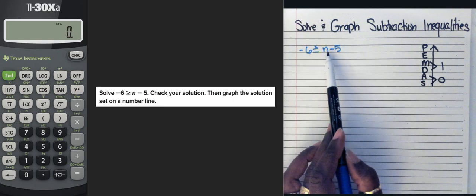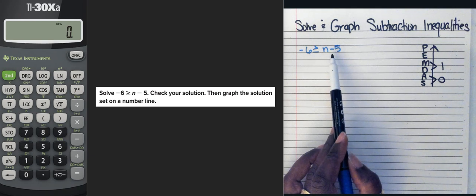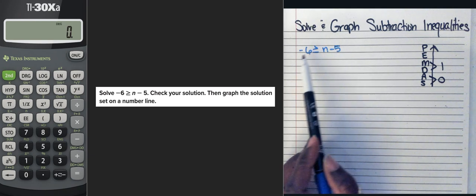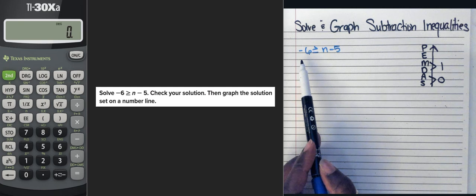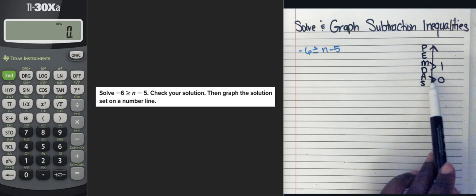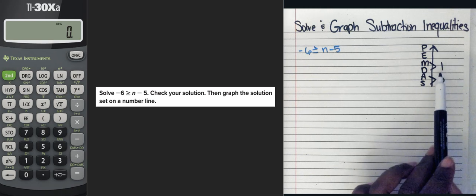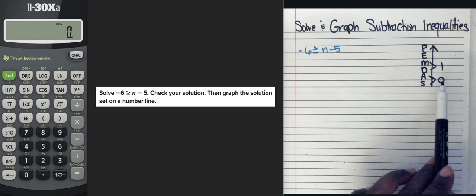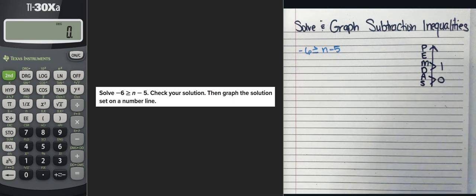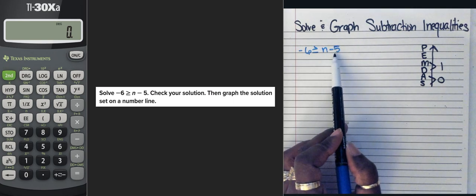Remember that our goal is to get our variable isolated, meaning that we have n on one side of the inequality, and our value on the other side. If we are adding or subtracting to get a step closer to isolating our variable, we need our value to become 0, so we use inverse operations. If we are multiplying or dividing, we do the same thing, but we want our value to become 1.